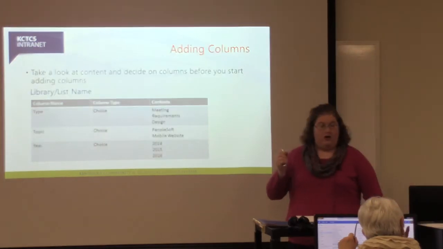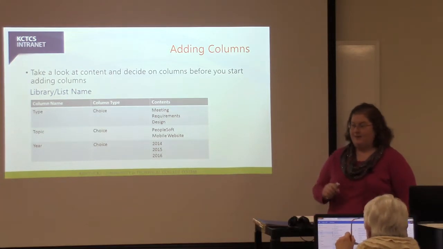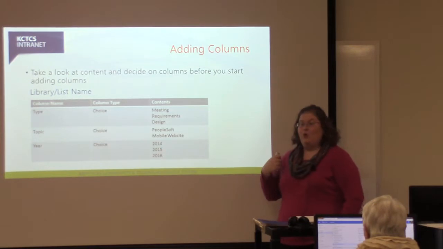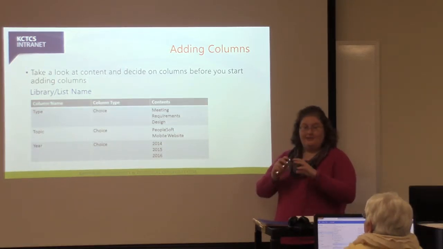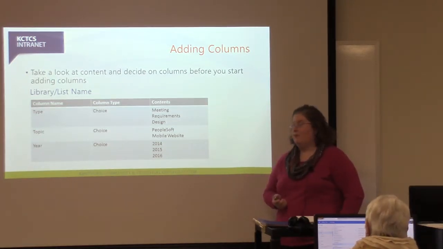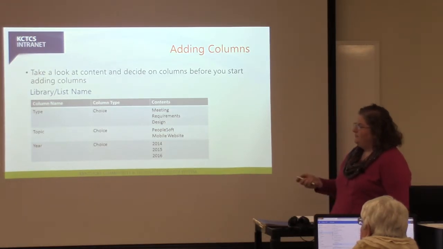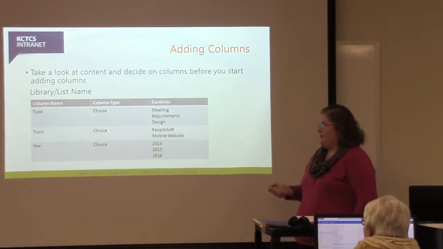Before I ever get started creating columns in SharePoint, I always, even if it's on just a piece of paper and I just kind of sketch it out, I always decide what my columns are going to be and what information is going to live in those columns. That way you're organized before you even get in there to make your columns. So for example, this is what we're going to work through today. We're going to build a column called document type, and it's going to be a choice column, and we're going to have the contents in that column.